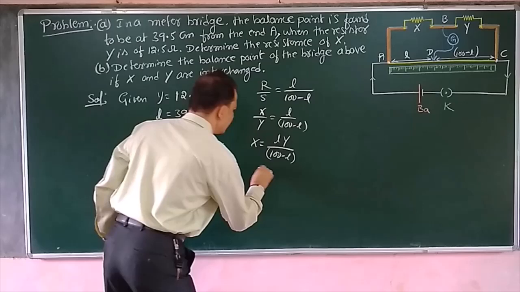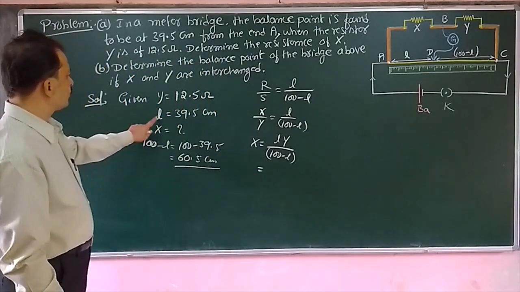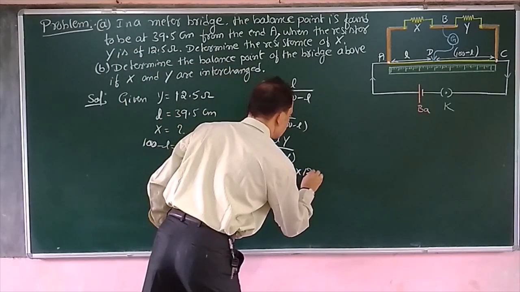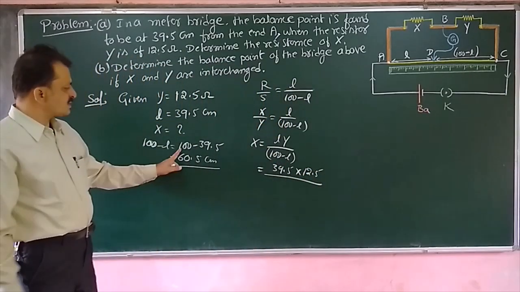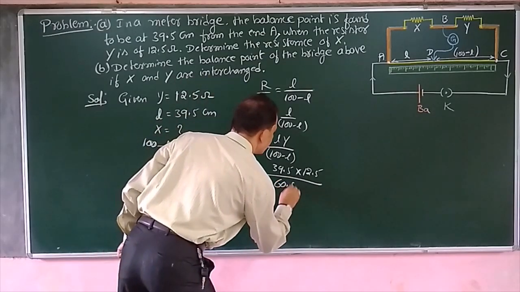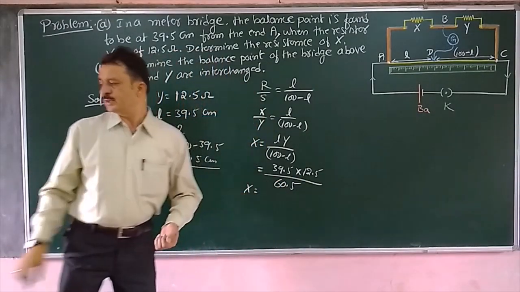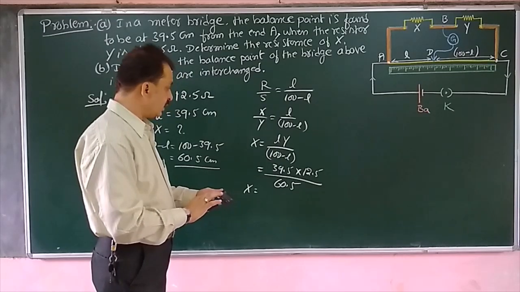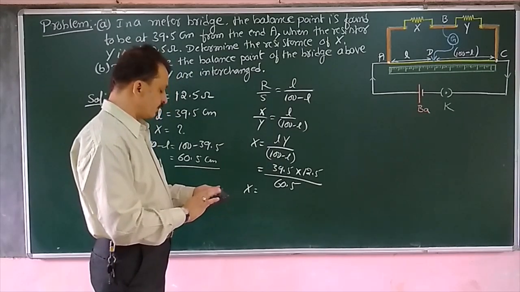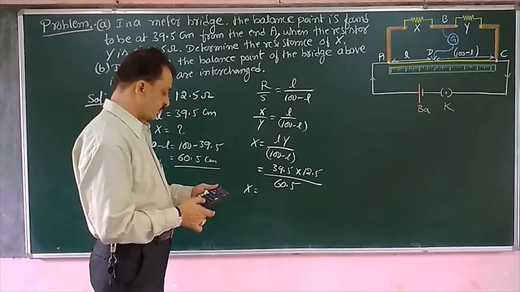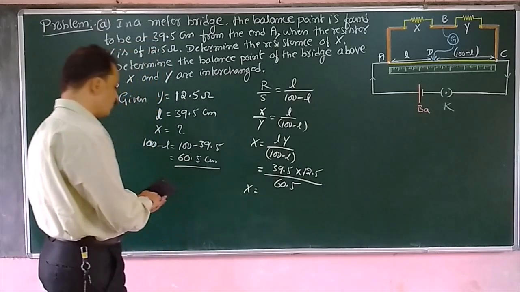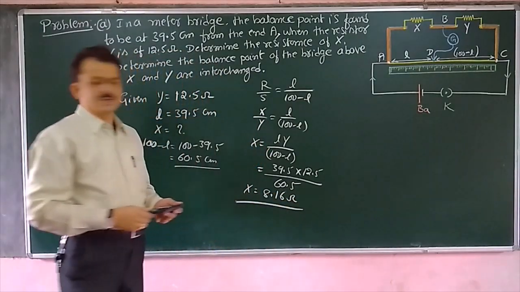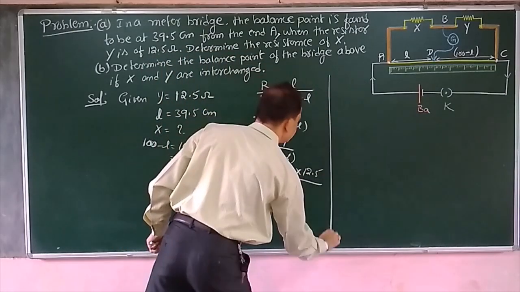Now substituting the values and simplifying, L is 39.5 into Y, which is 12.5, divided by 100 minus L, that we have calculated as 60.5. Therefore X is equal to, now take the calculator and work it out. 39.5 into 12.5 divided by 60.5. I am getting 8.16 ohms. The value of X is 8.16 ohms. This is the first part. Clear?